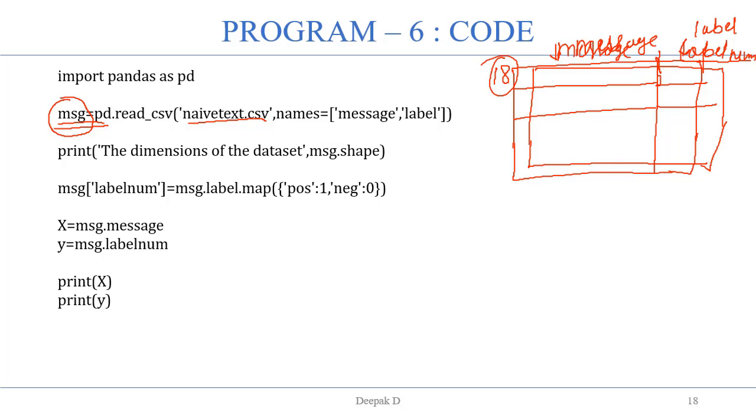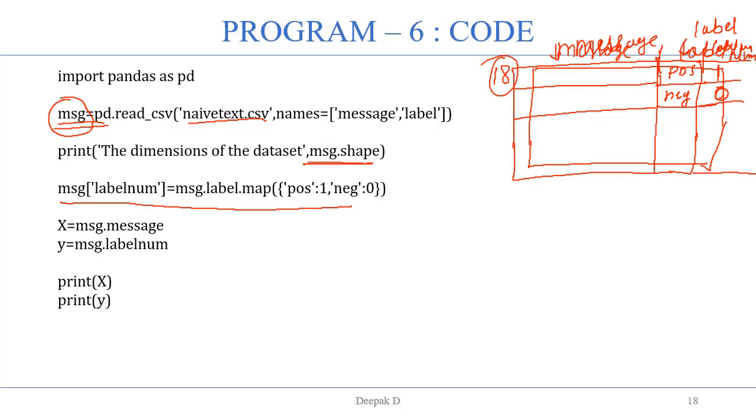In order to get the size of this data frame, which consists of this data, we can use the method message.shape. The label consists of text, that is positive and negative. For easy processing and easy understanding, I map positive as 1 and negative as 0. In order to do that, I use this statement. I create another column called label num, and I map positive as 1 and negative as 0.